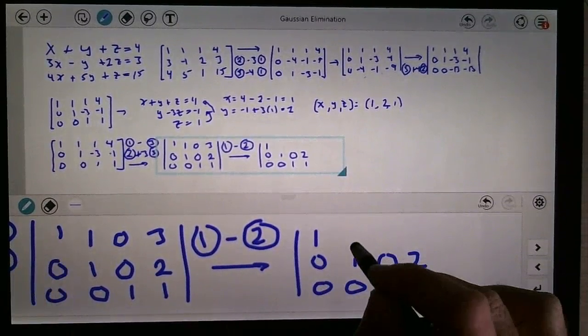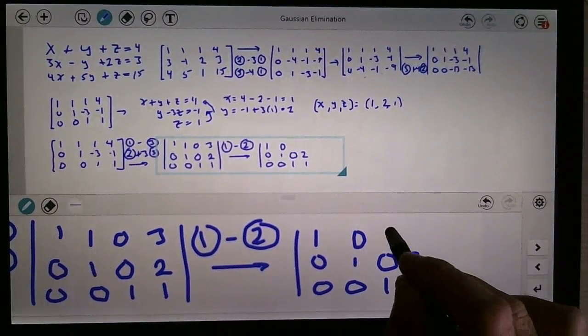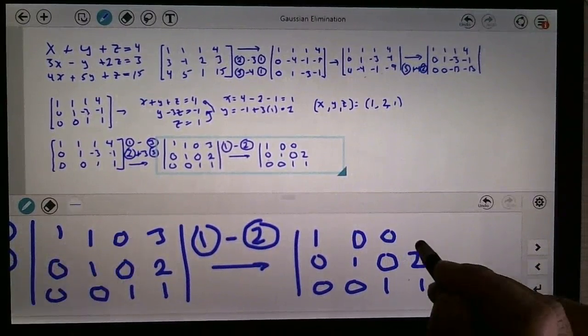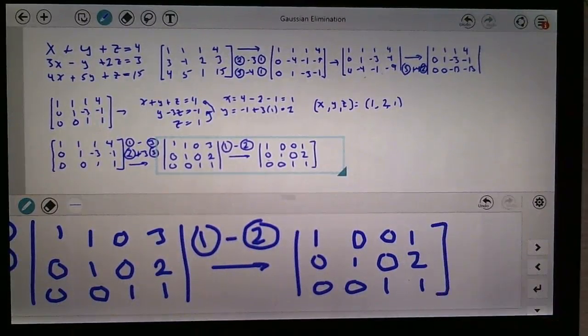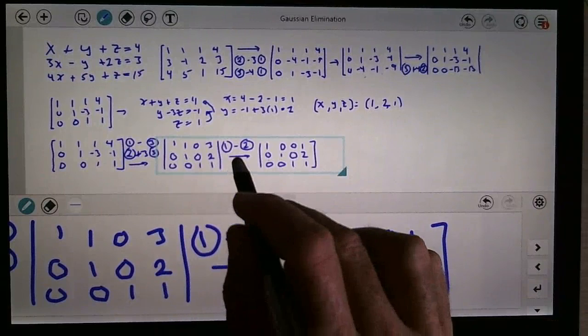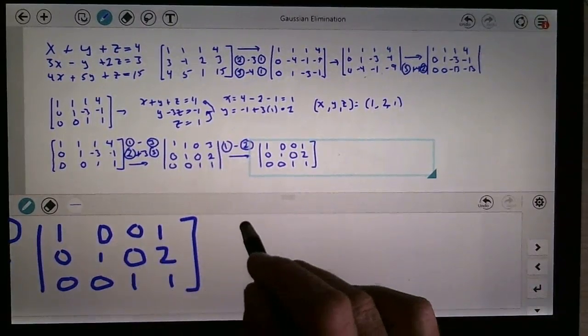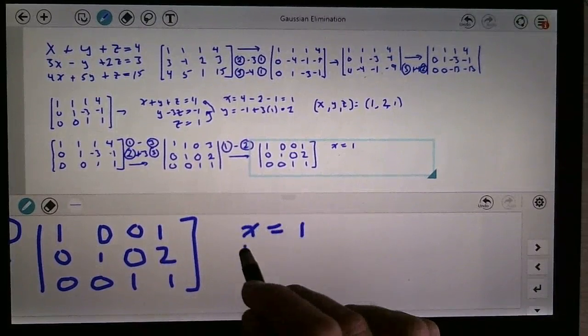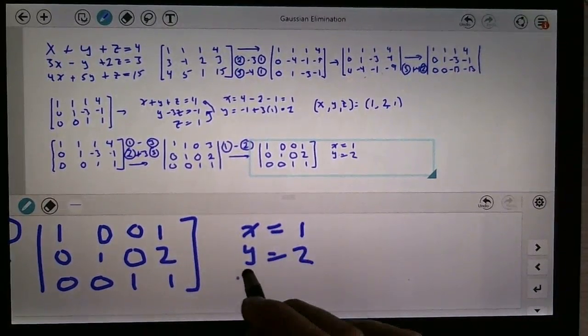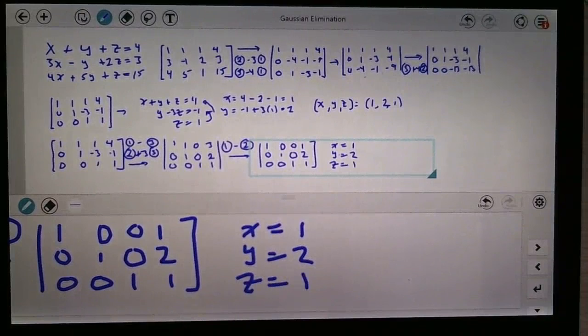The 1 and the 1 subtract to be 0. The 0 and the 0 subtract to be 0. And the 3 and the 2 subtract to be 1. And I'm left with that, which now looks like the following system. It looks like x equals 1, y equals 2, and z equals 1. That's Gauss-Jordan elimination. It gets you right down to the solution if there is only one solution.